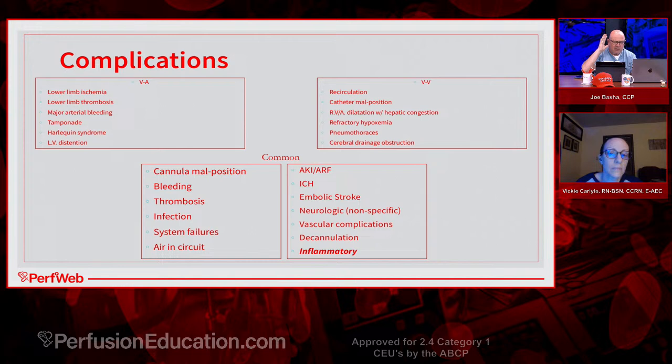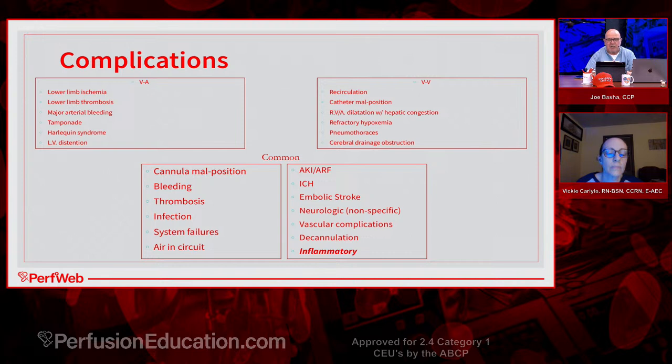And it makes me ponder whether we should not be using cerebral oximetry on all of these cases to guard against that. But nevertheless, that is a potential problem and can cause issues with brain perfusion. So we have to be very concerned about that.